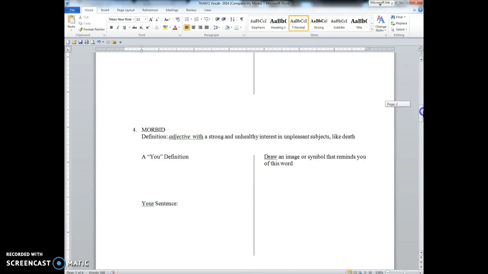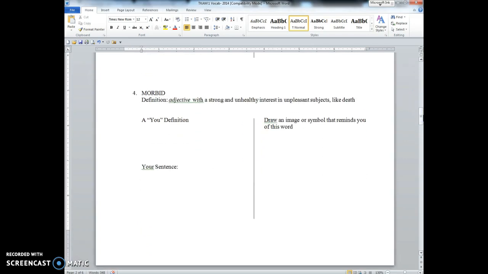Number 4, the word morbid is an adjective. Okay, so you would describe things as morbid. I suppose people can be morbid, but it's more their interests that are morbid. If you're describing something as morbid, then you're saying they have a strong and unhealthy interest in unpleasant stuff, almost always pertaining to death. So if a little boy is drawing morbid pictures, then it's probably pictures where people are dying in them.